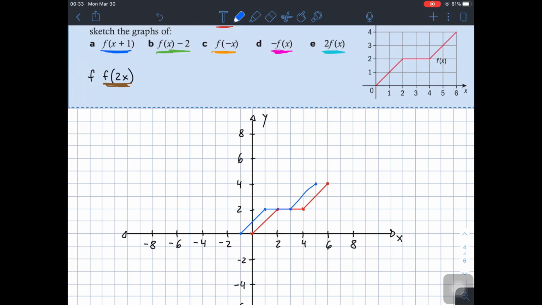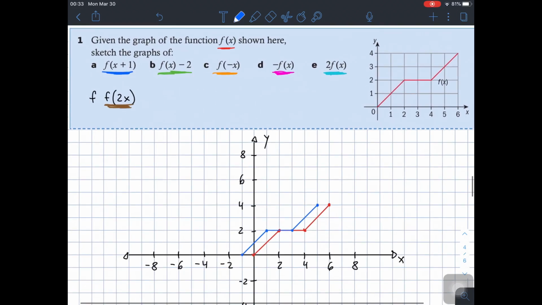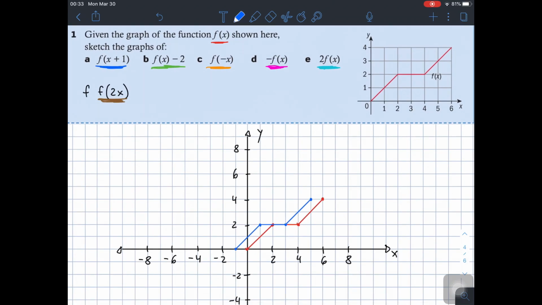Then we join these points, and we get the blue function, which is the same. You see that the shape is exactly the same, but it is translated 1 unit to the left. Then, part B, f of x minus 2.